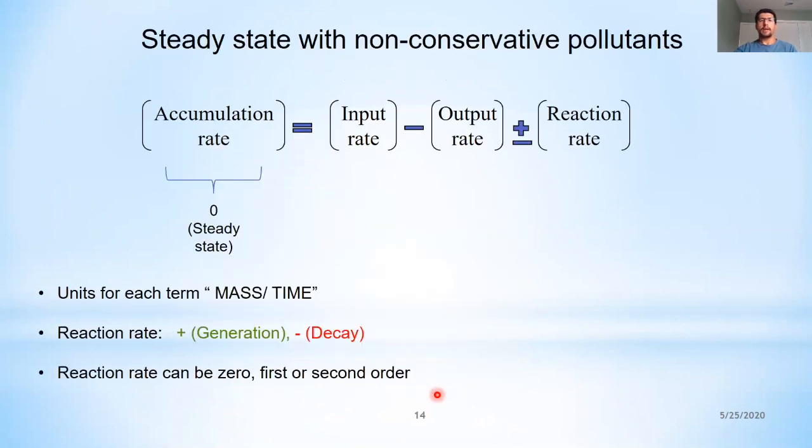Okay, so how about if we have steady state with a non-conservative substance or pollutant? This time there is going to be a reaction. Since we have steady state, the accumulation rate is zero. The reaction rate again can be positive or negative, depending on that compound or that specific case; it can be generation or decay.